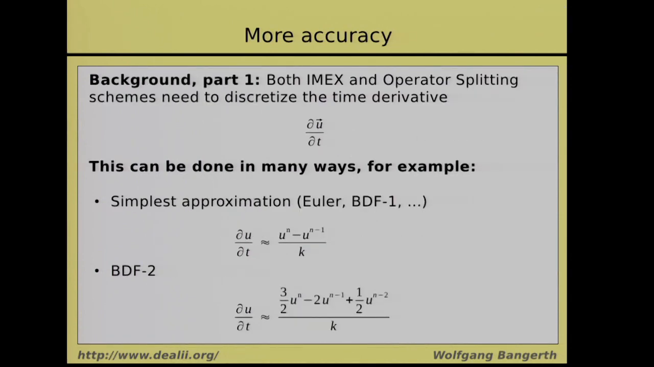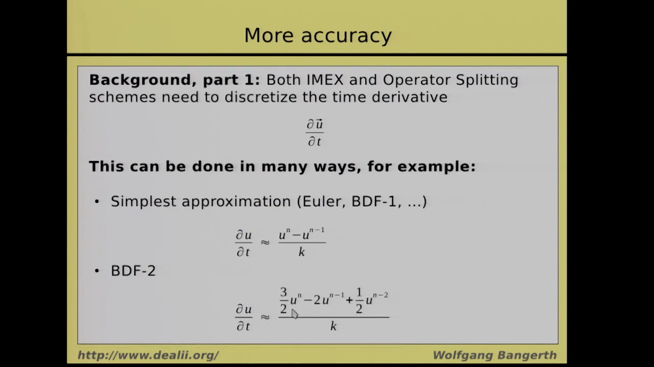I want to comment at the end about a couple of things that might increase the accuracy. So in both the IMEX and the operator splitting schemes, we somehow have to discretize the time derivative. And the simplest approximation that I've used in all of the previous slides is in essence just the Euler approximation, or the BDF1 approximation. It comes by many different names, which means I'm going to replace this time derivative by u_n minus u_{n-1} divided by the time step k. That's not the only choice that I have.